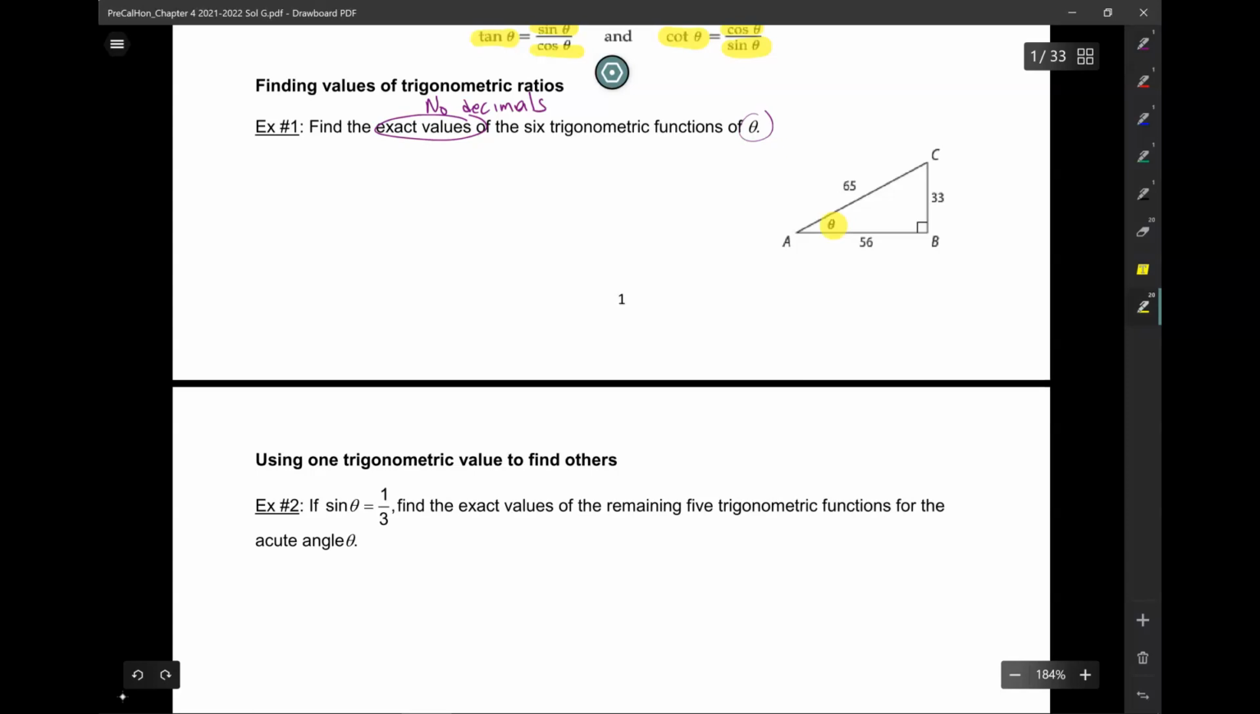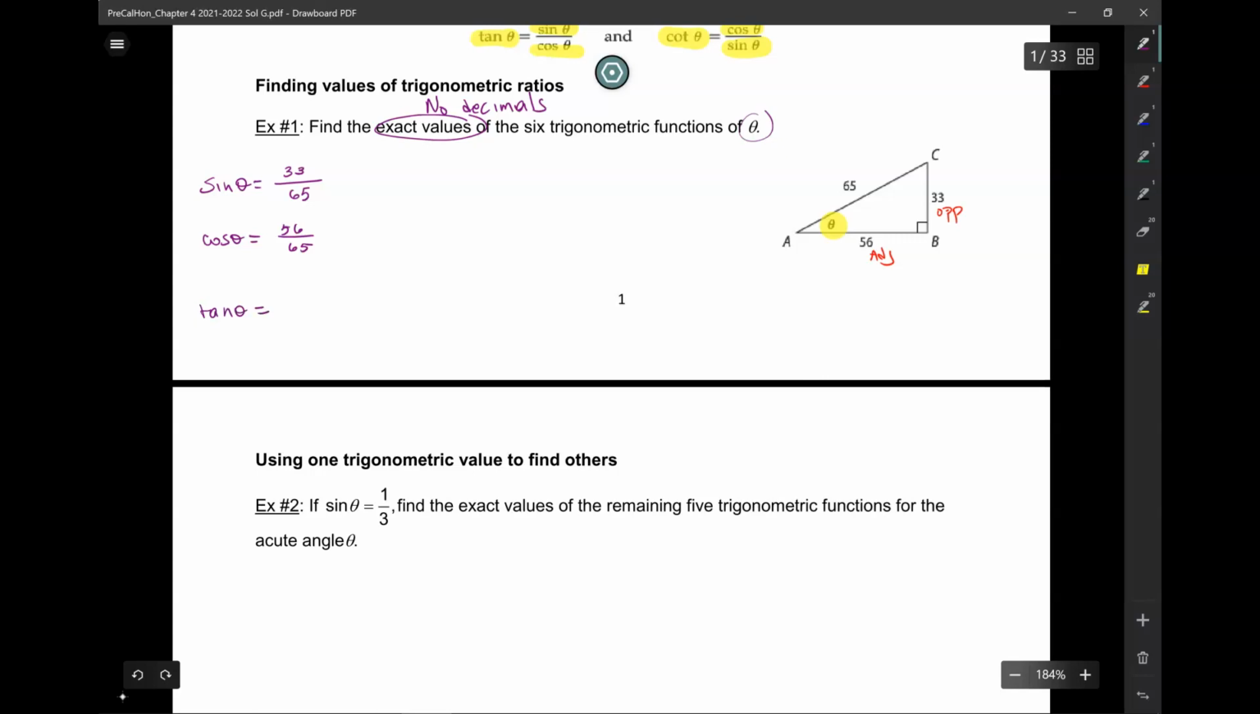So first thing you do, define theta as an angle. There it is. And now you want to identify the different sides. So the opposite, the adjacent, and then the hypotenuse. So sine of theta is what over what? Right? Opposite over hypotenuse. So here it would be 33 over 65. Because it's over the hypotenuse. Cosine of theta is 56 over 65.